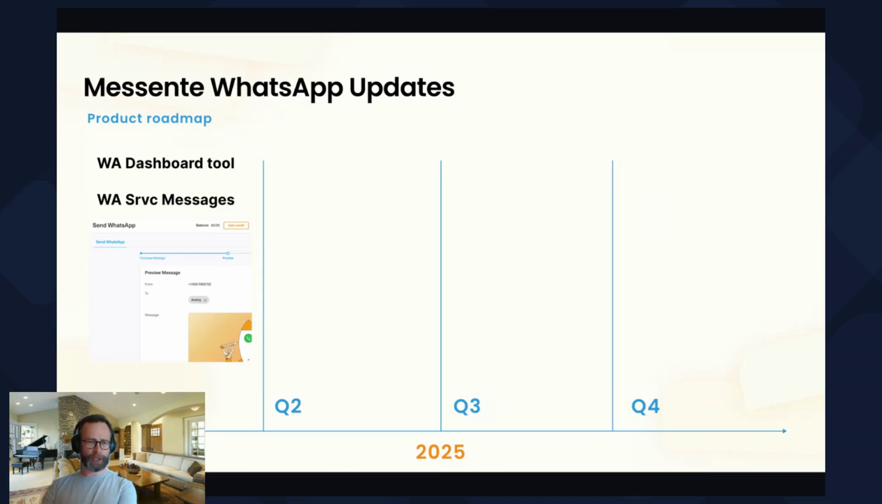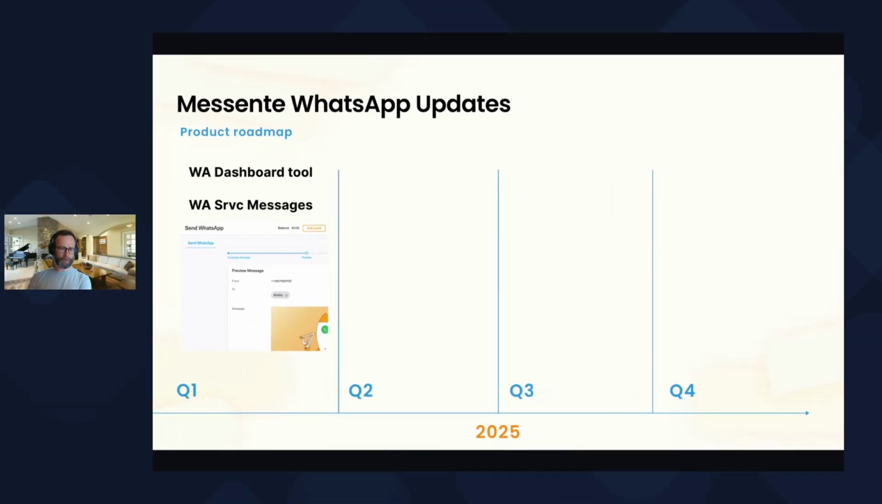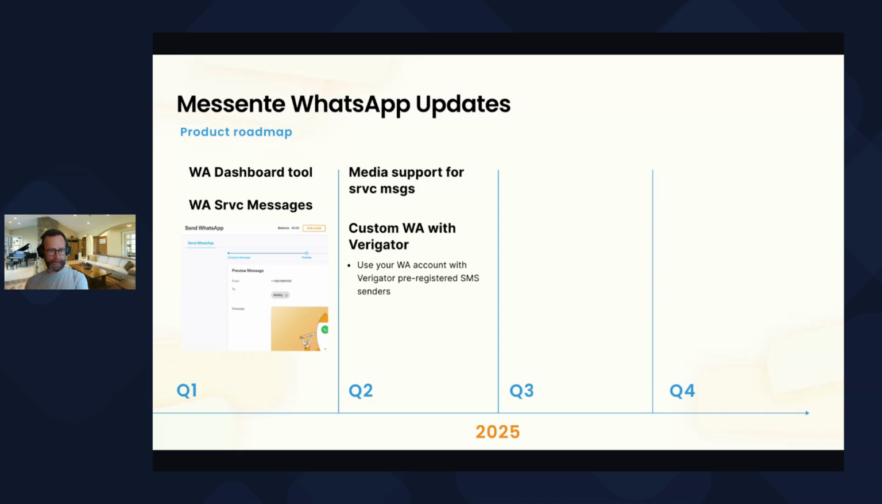If we just have a look at our overall roadmap, I mentioned the dashboard tool and the new service messages now live there, along with the media support for those service messages has also been added. Another thing we've just added is support for using a custom WhatsApp account with our Verigator product.